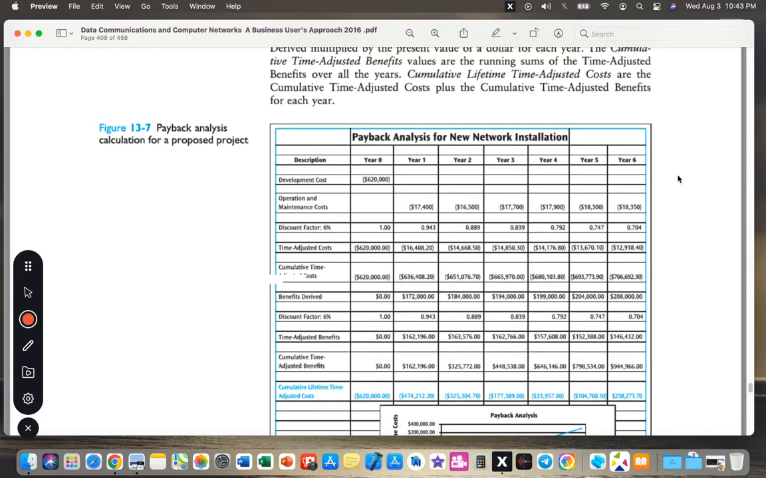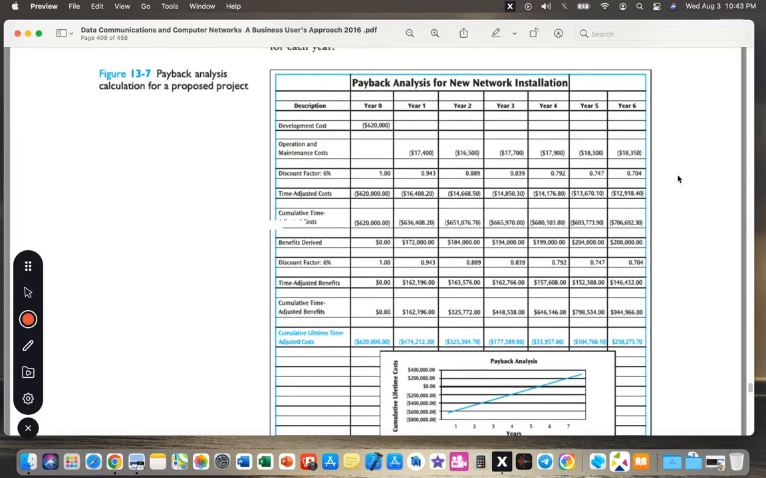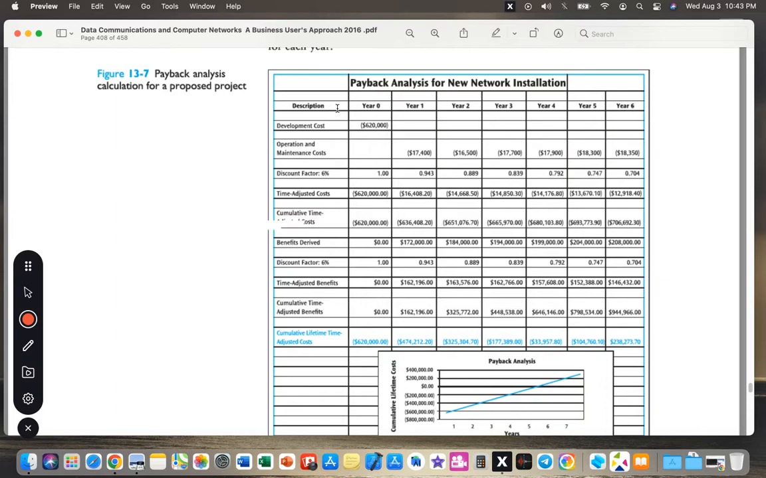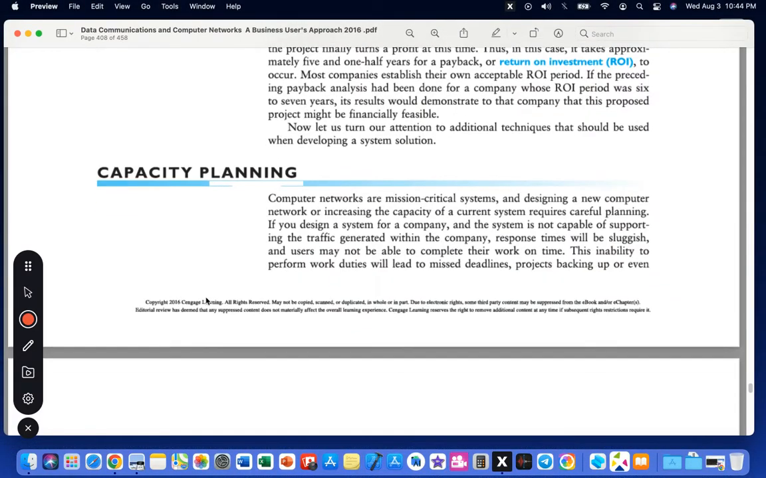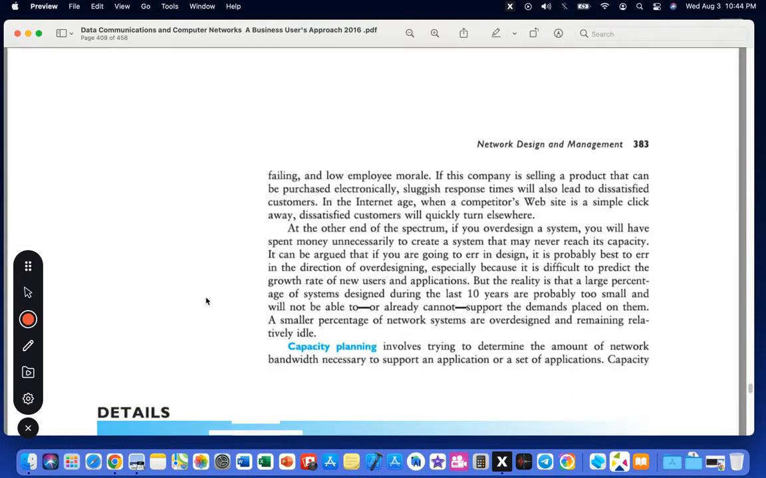And payback analysis calculation for a proposed project. And we have the description, year 1, year 2, until year 6: development cost, operation and maintenance cost, discount factors, time adjusted cost, cumulative benefits, discount factor, time adjusted benefits, cumulative adjusted. Yeah, just like that. Capacity planning.